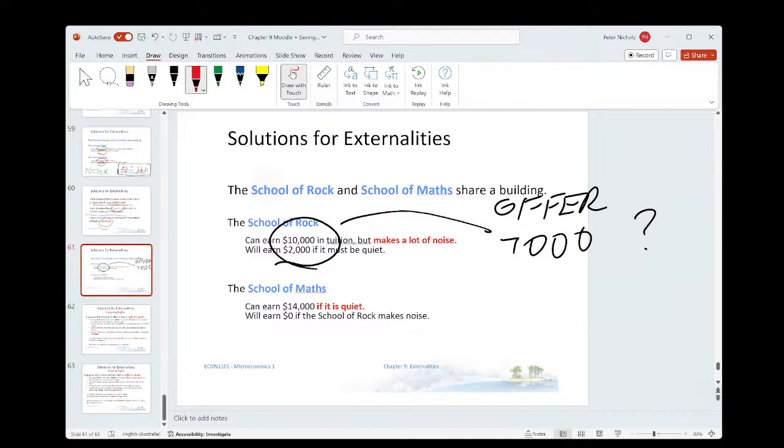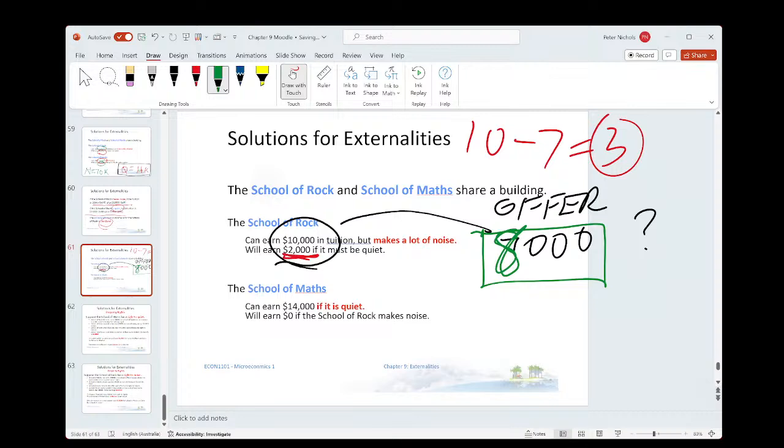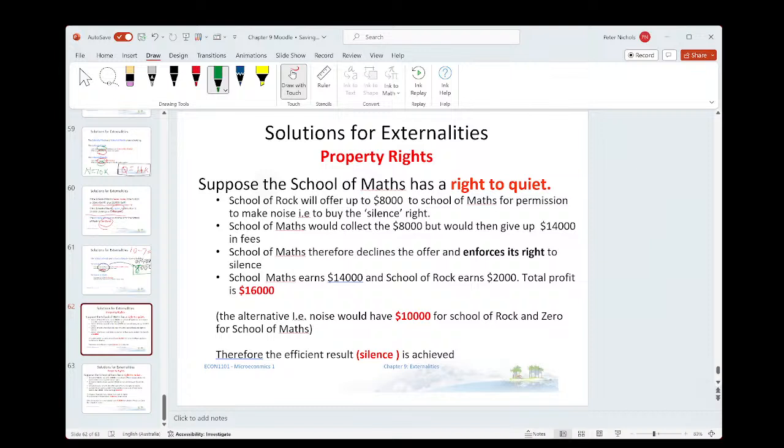But if they offered $7,000 to the School of Maths, then they would receive $10,000 in fees minus seven, and they'd be earning more money. But the maximum they can offer to the School of Maths is $8,000. That's the maximum they could afford to offer. Because if they offer any more than that, then $10,000 minus more than eight is going to give us less than two, and so we're actually going to be worse off. So the maximum possible offer is $8,000 from the School of Rock to the School of Maths.